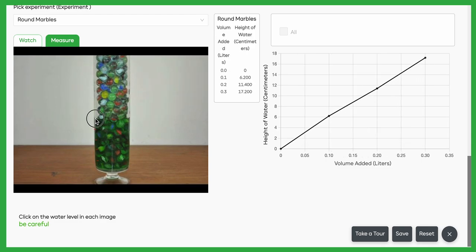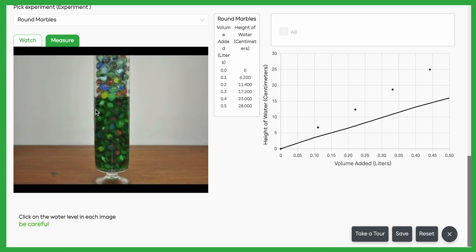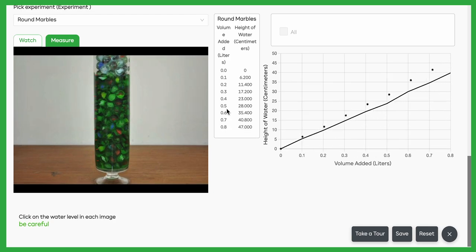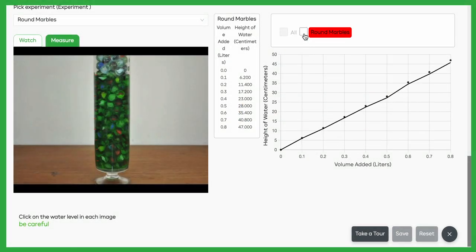And as I do this, we're going to get this relationship between, again, the volume of water I added and the height of water in this cylinder. So eventually, we're going to get to the end. If you don't like your data, if you were a little too messy, you can reset. Let's go ahead and save that. And there's my round marble slope.